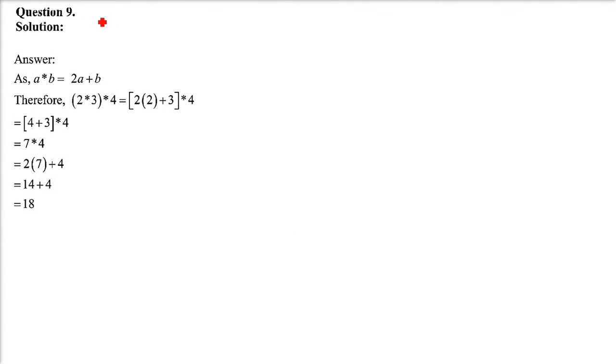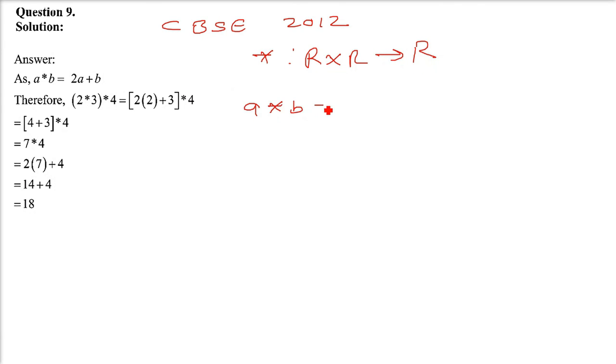So question number 9. This is CBSE 2012. It has already come there, okay? So this is a very basic exercise of this chapter. The binary operation star from R cross R to R, real numbers, is defined as A star B equals 2A plus B. So we have to find 2 star 3 star 4.